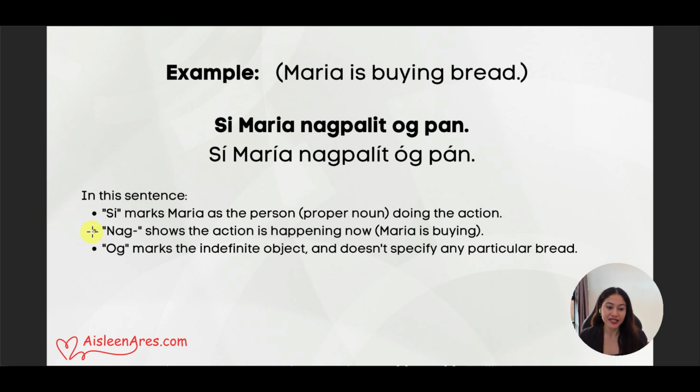In this sentence, si marks Maria as the person or proper noun doing the action. Nag shows the action is happening now, which is buying, and og marks the indefinite object and doesn't specify any particular bread. And also, this is unknown to the person that I am speaking to.